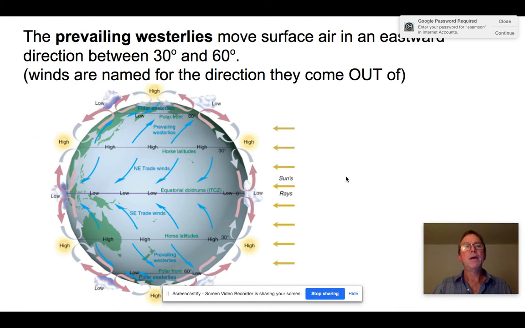Now, the prevailing westerlies come out of the west. That means they're blowing to the east. Those are the ones that exist between 30 degrees and 60 degrees in this Ferrel cell, which is doing this. And the surface winds are trying to move northwards, but they'll deflect to the east. So if you were standing here, the wind would be in your face. We call these the prevailing westerlies.